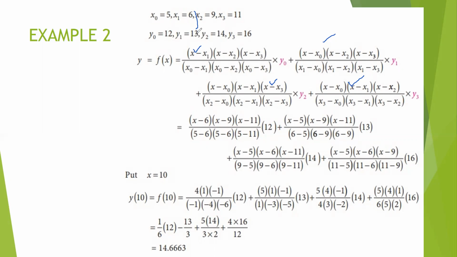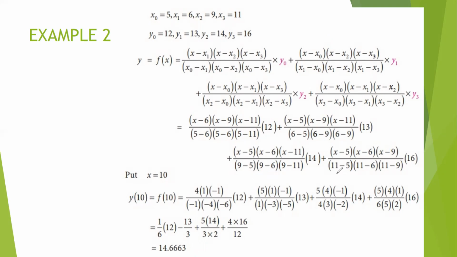Thereafter, we have all the values in the given information, so let us substitute all the values. After substituting, we have f of 10 as 14.6663. Because x is 10 here, and x0, x1, x2, x3 are given, and their respective y values y0, y1, y2, and y3 are also provided. Everything is substituted in Lagrange's formula, and the required y of 10 value is 14.6663.